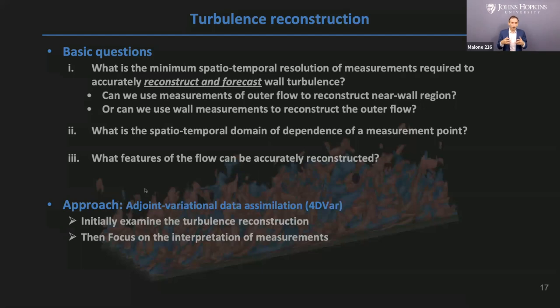And once we do all of these problems, we're going to really focus on taking an isolated measurement in space and time and ask ourselves, what is the domain of dependence of this measurement? And that will open up many opportunities to fully understand what it means to measure shear stress or pressure at the wall, what information is encoded in it, and how well we can use the information to predict turbulence. Our approach will be 4D VAR, a joint variational data assimilation, which is well established in numerical weather prediction. We'll first look at what can be done and then try to explain our ability to reproduce the turbulence.